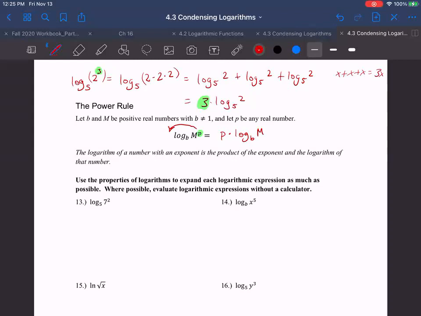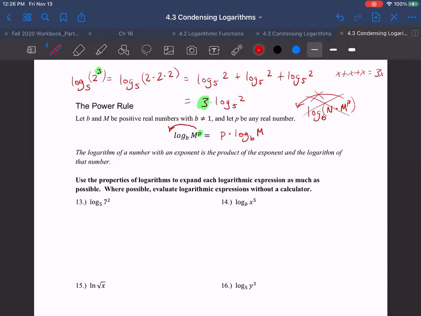So you would not want to do something like log base b of n times m to the p. You would not pull that p out in front. Don't do that, because n isn't raised to the p power. You'd have to have n raised to the p power as well. They all have to be raised to that power in order for you to move it out front like that. So be careful. Don't do it in that situation.